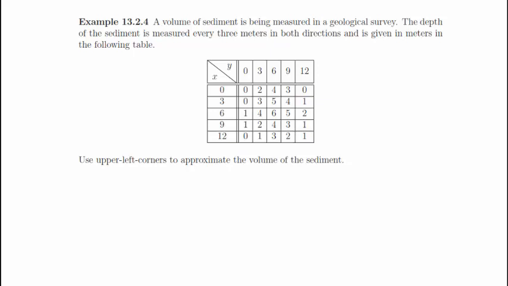Example 13.2.4. A volume of sediment is being measured in a geological survey. The depth of the sediment is measured every 3 meters in both directions and is given in meters in the following table. Use upper left corners to approximate the volume of the sediment. So here we're not able to take a limit as the widths of the rectangles go to 0. Here the widths and lengths of each rectangle is 3. We see that delta x equals 3 and delta y equals 3, that there's no adjusting that.